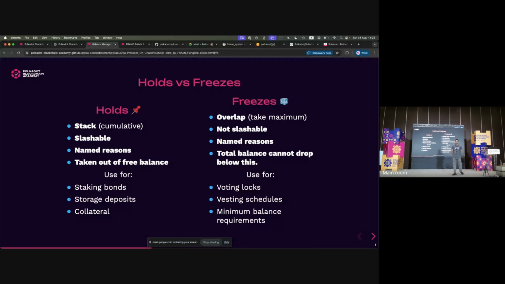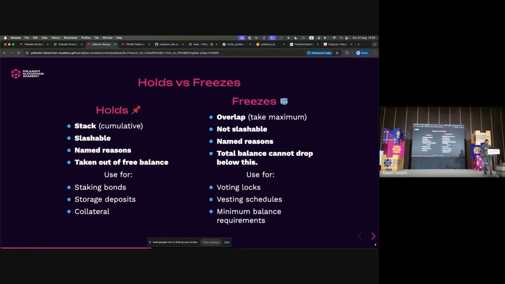So the way I think about it is every pallet is saying, don't let this account's balance go below this amount. And whatever they said, if the total balance is higher than that, we are fine.